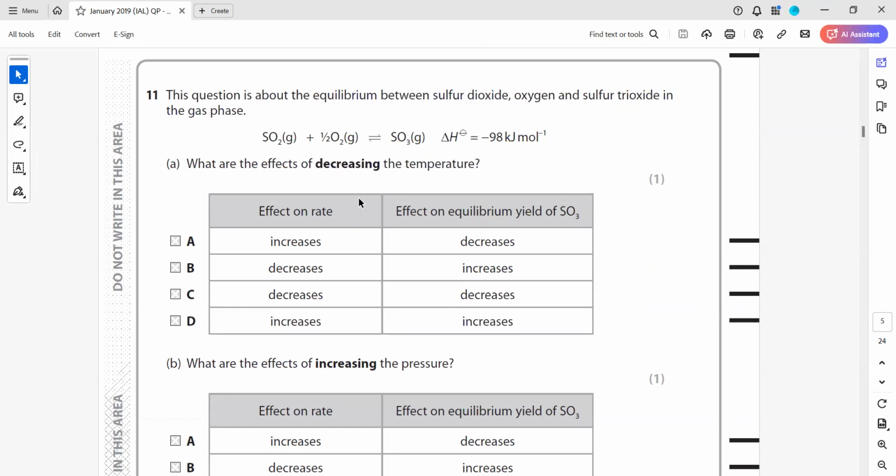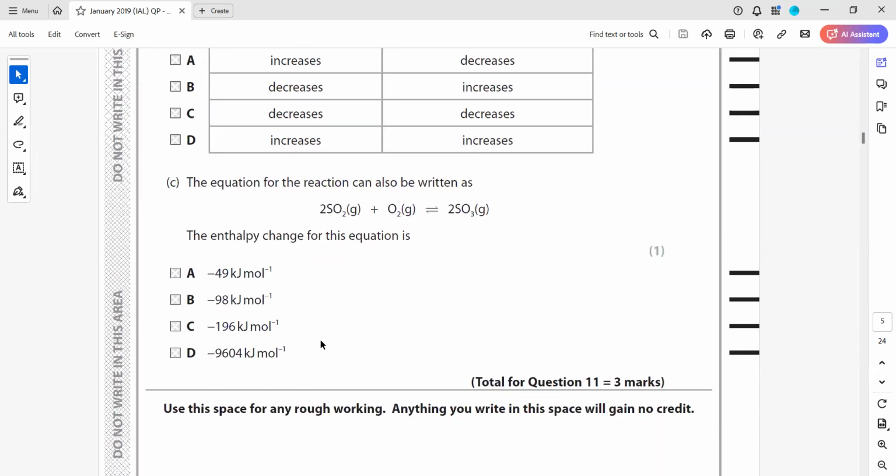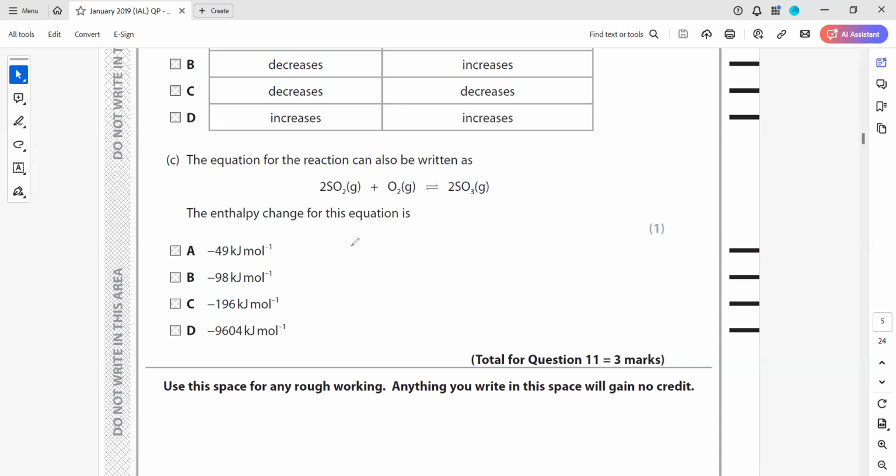So this is when 1 mole of sulfur trioxide is formed, it was minus 98 kilojoules for the overall reaction, the enthalpy change for the overall reaction. Now for the equation of this reaction, we multiply all of them by 2, meaning 2 moles of sulfur dioxide, and so on. So what will happen to the enthalpy change of this reaction? As all the quantities are being doubled, the enthalpy change will also be doubled. So 98 multiplied by 2 will be 196.